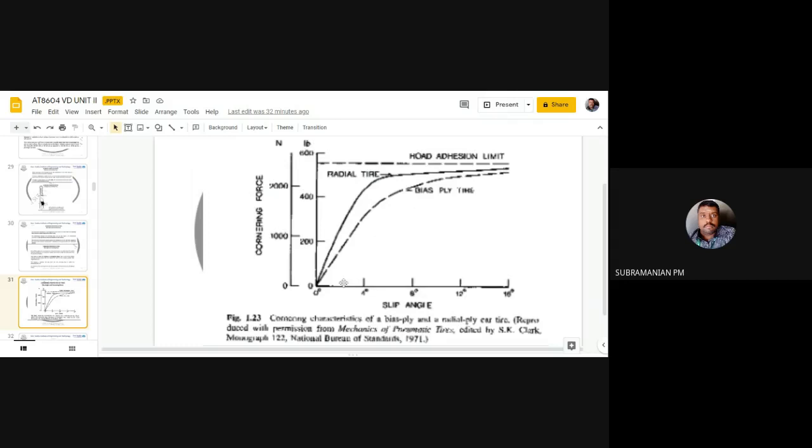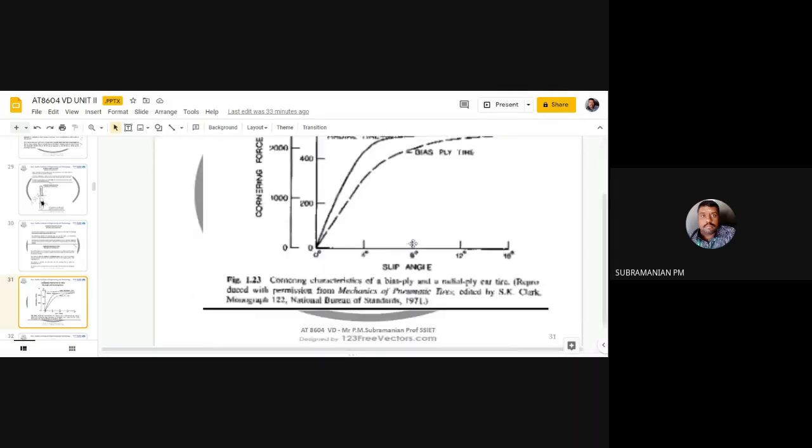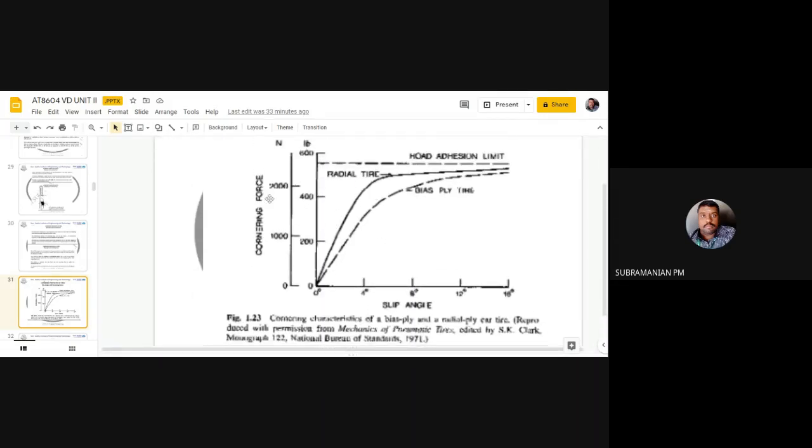So you can see, with an increase in slip angle, the cornering force increases at a greater rate for the radial tire compared to the bias ply tire. So the increase in cornering force will be more for a radial tire than for a bias ply tire for an increase in slip angle. Okay, that is the main observation of this characteristic. You have to understand how the slip angle is going to influence the cornering force. For this slip angle, what will be the cornering force I am going to get?